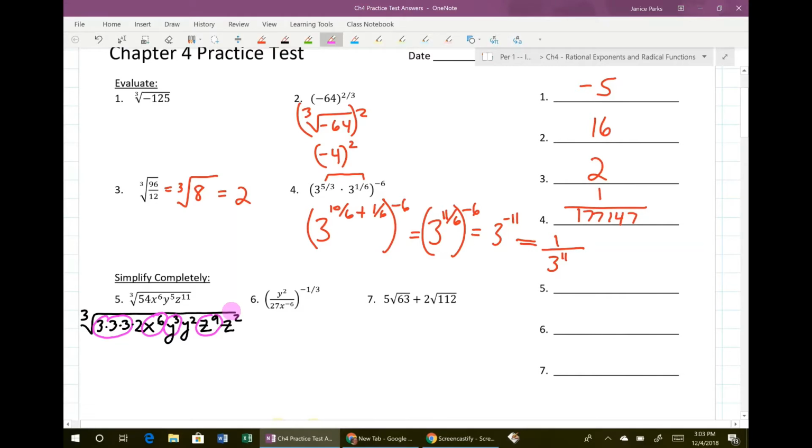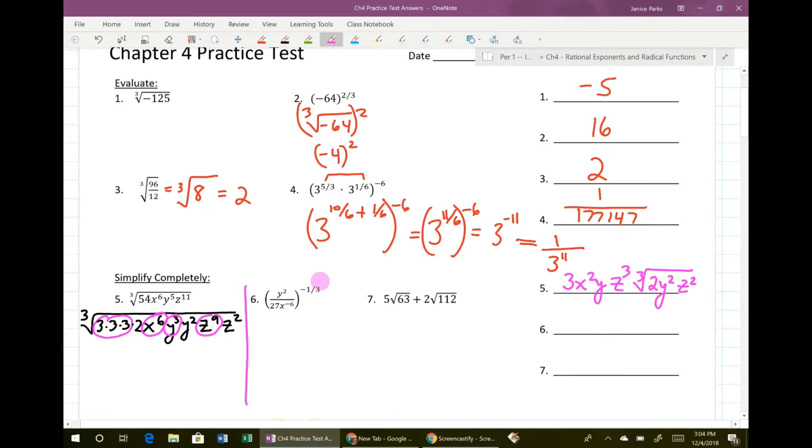So the 3 will come out of the radical. We're going to have an x squared come out of the radical. Also, we're going to have a y and a z to the 3rd. And then in the radical, you're going to have a 2y squared z squared. And that is a cube root, so don't forget the 3 there as well.